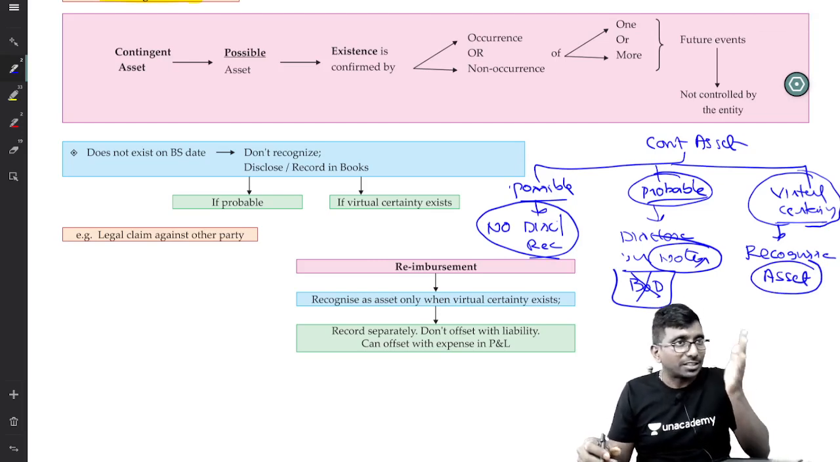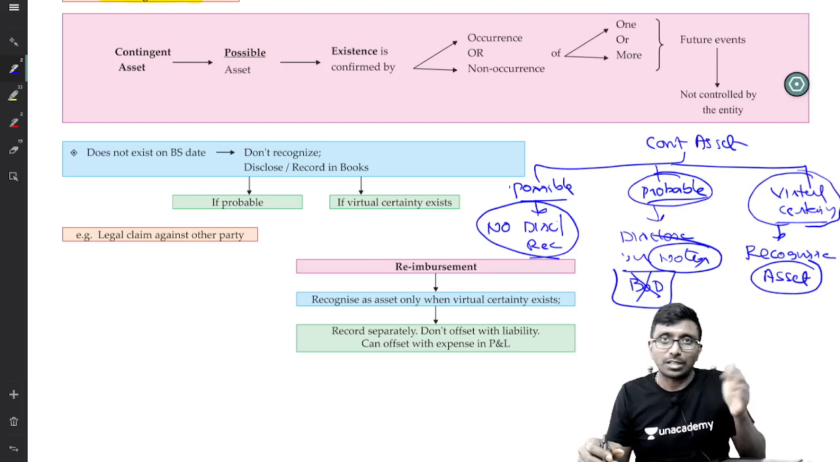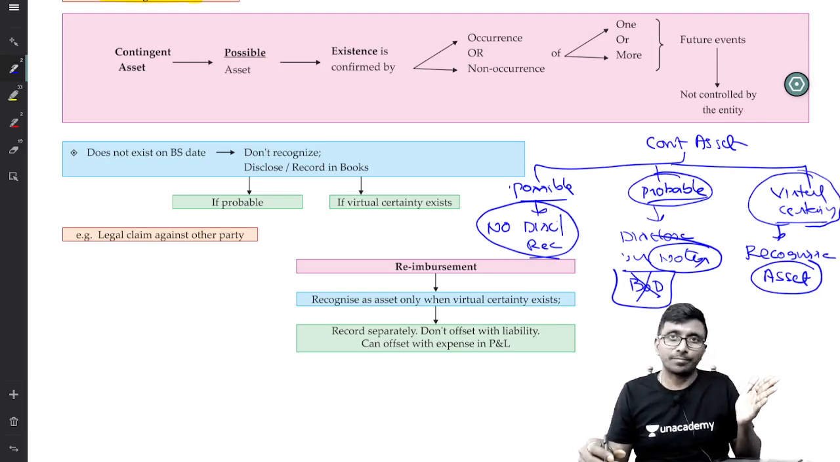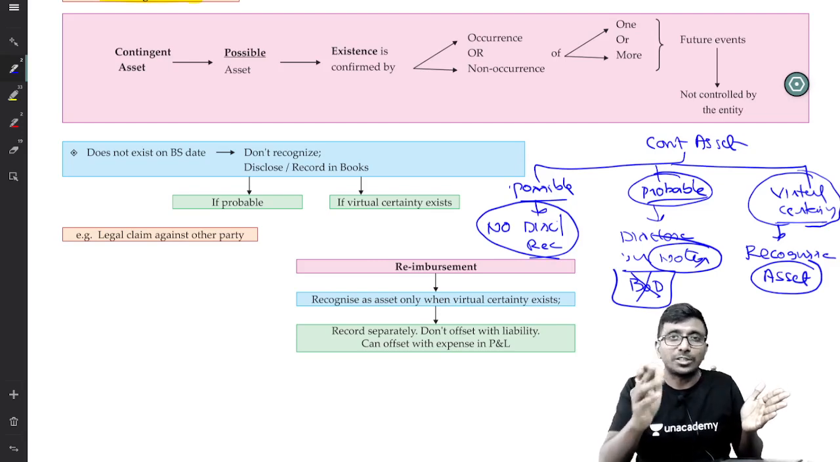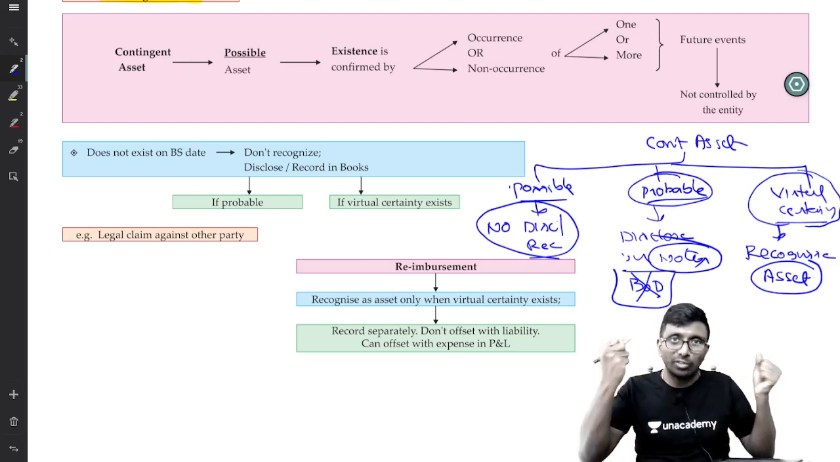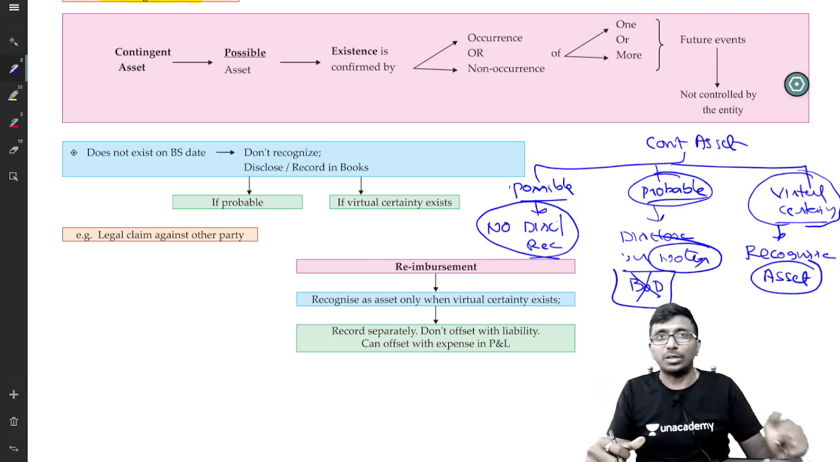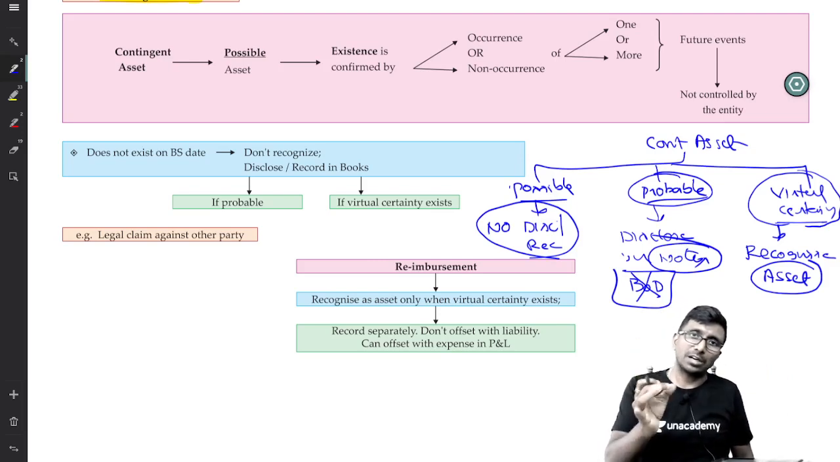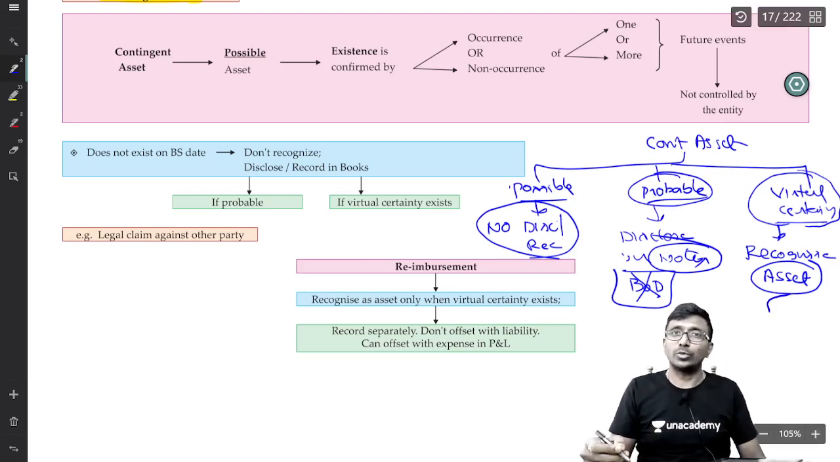Maybe last year I didn't have virtual certainty. Last year I disclosed it because it was probable, as told by my lawyer. In the current year, the judgment came that I won the case and the other party has to pay me. Now say receivable account debit, income credit, because the judgment has come. It is certain, no risk, everything is perfect. Then recognize the asset. That is what we say.